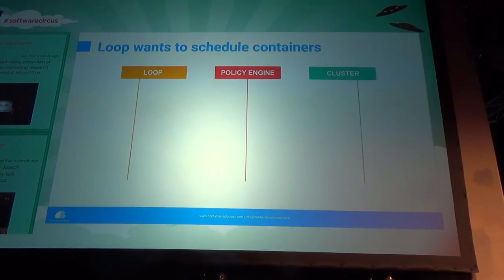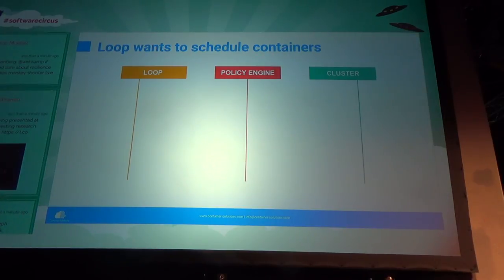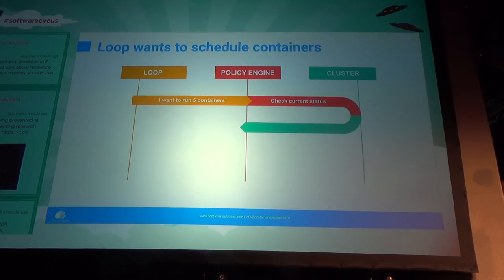So, how does the algorithm work? I will show it from two different perspectives. The first one is how these components talk to each other. First, the loop says, I want to schedule 5 containers. This is a very simplified example, of course.